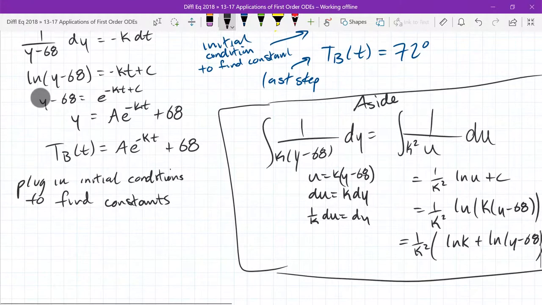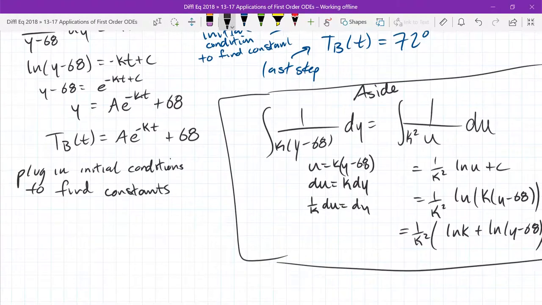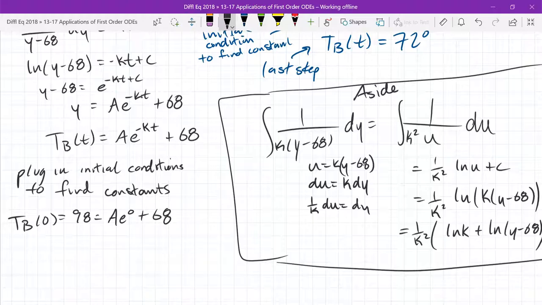To find... I think there's just one constant. Nope, there's two constants, A and k. So we've got T_B of 0 equals 98 degrees. Let's not worry about units. 98 equals A e to the 0 plus 68. So subtract 68 gives us 30, and that's A.